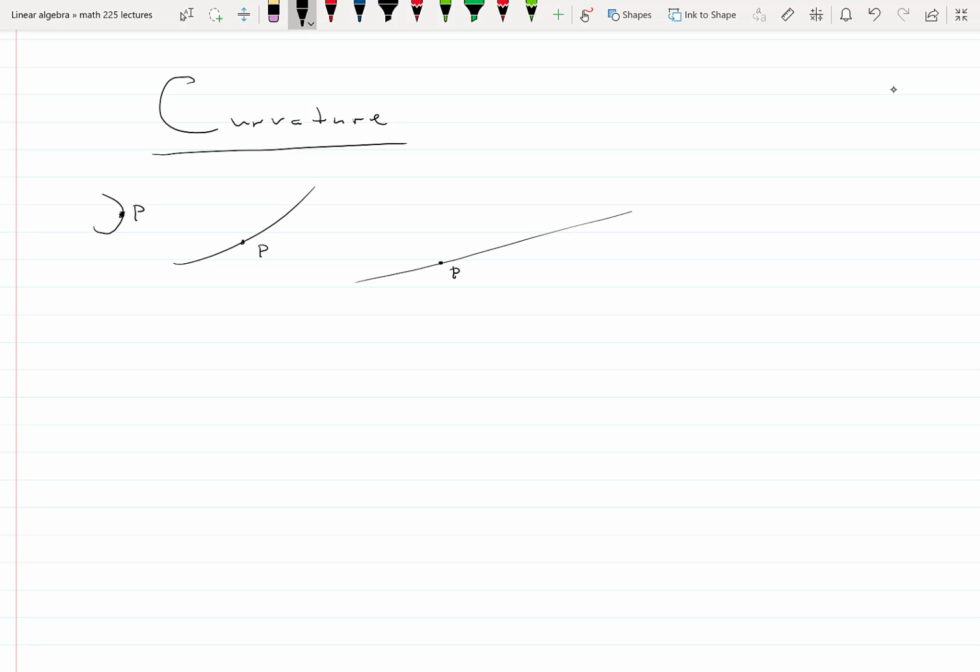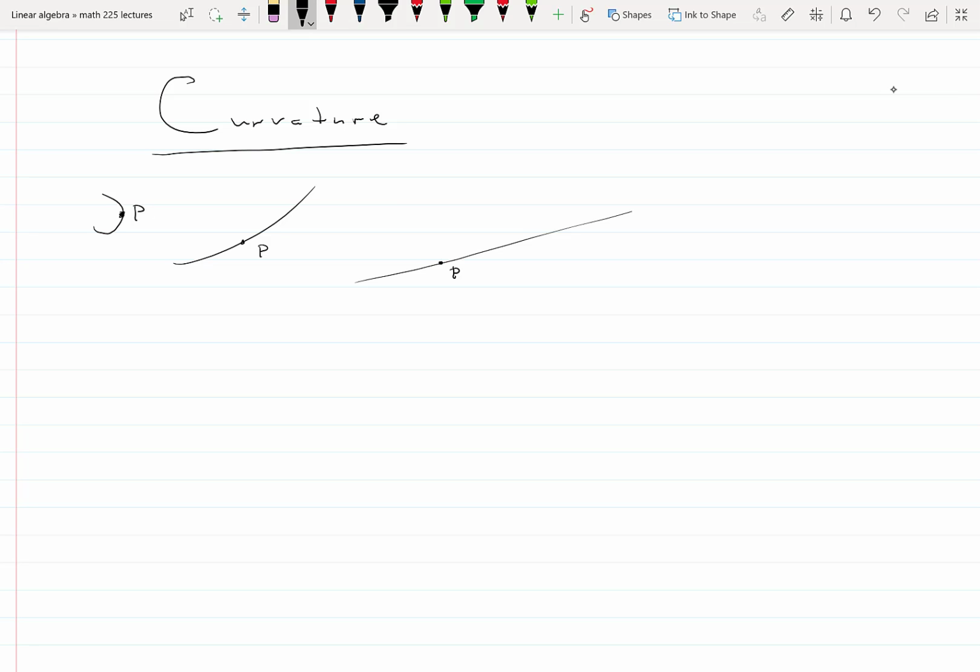Okay, our next topic is a big one. It's called curvature. Without taking any calculus course, you probably have a pretty good idea of what curvature should measure. I've drawn 3 curves, and I've drawn a point P on each curve. Which curve has the most curvature at the point P?